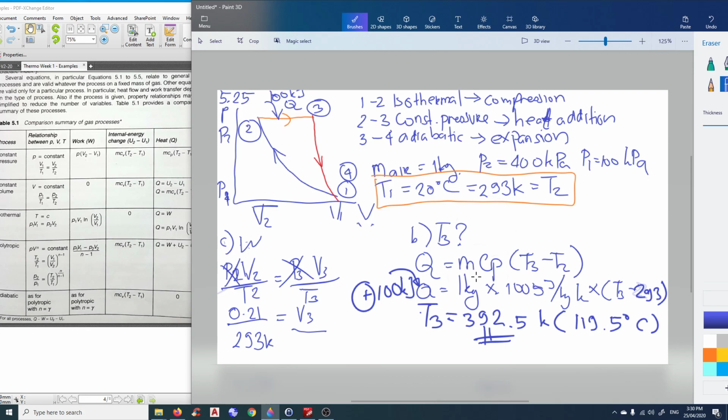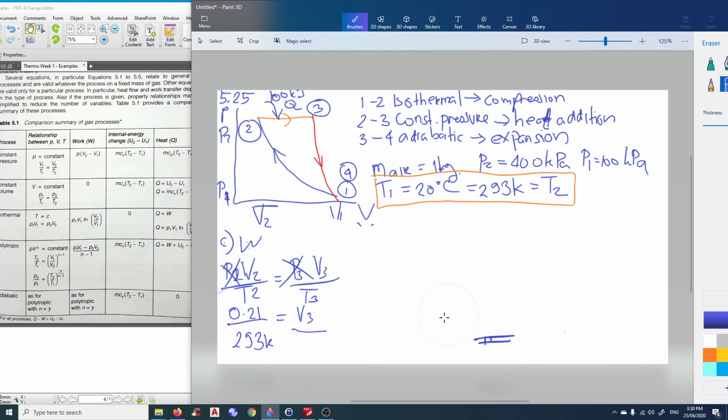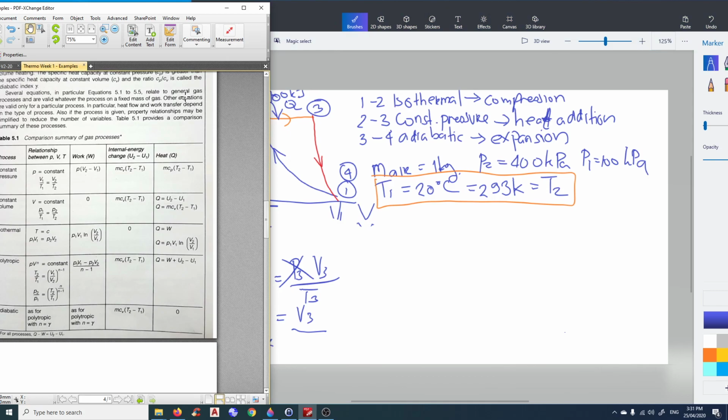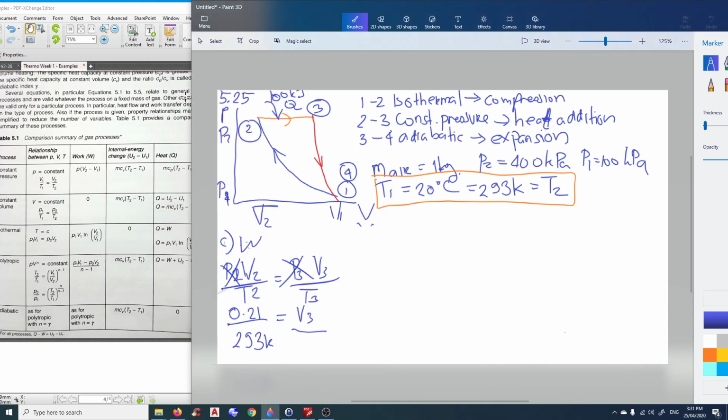Let's keep this white. Just going to write it down here. So equation D, 3 to 4. So W equal to P3 V3. Remember, look at the formula, it is initial minus final, negative P4 V4, divided by gamma minus 1.